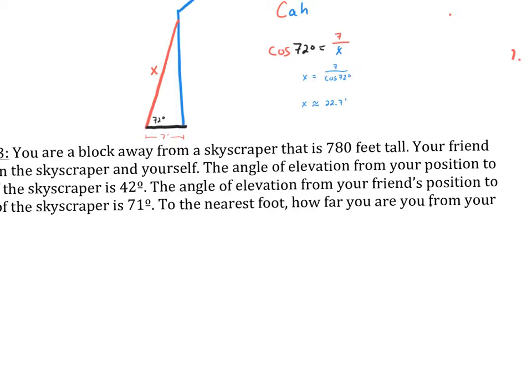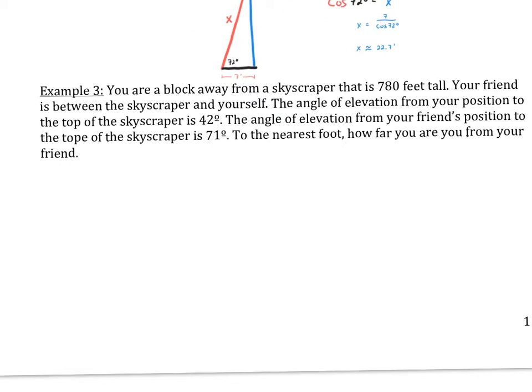The next example that we are looking at is example number 3. You are a block away from a skyscraper that is 780 feet tall. Your friend is between the skyscraper and yourself. The angle of elevation from your position to the top of the skyscraper is 42 degrees. The angle of elevation from your friend's position to the top of the skyscraper is 71 degrees. To the nearest foot, how far are you from your friend?